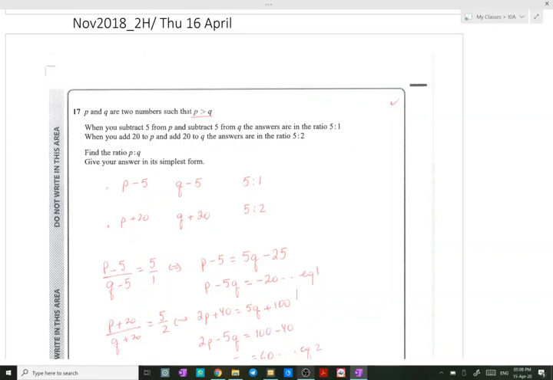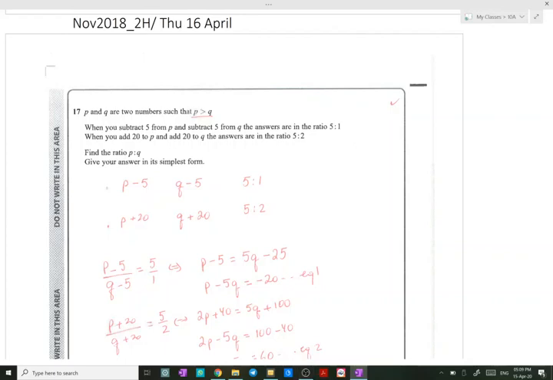Number 17 is taken from the GCSE 9 to 1 November 2018 2H paper. P and Q are two numbers such that P is greater than Q. When you subtract 5 from P and 5 from Q, the answers are in the ratio 5 to 1. When you add 20 to P and 20 to Q, the answers are in the ratio 5 to 2. Find the ratio P to Q and write it in the simplest form.